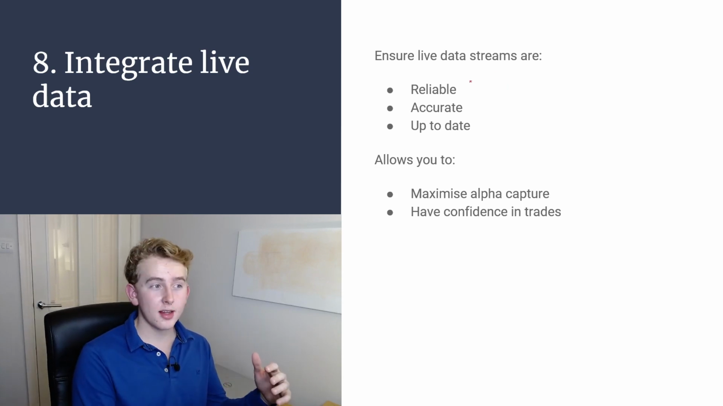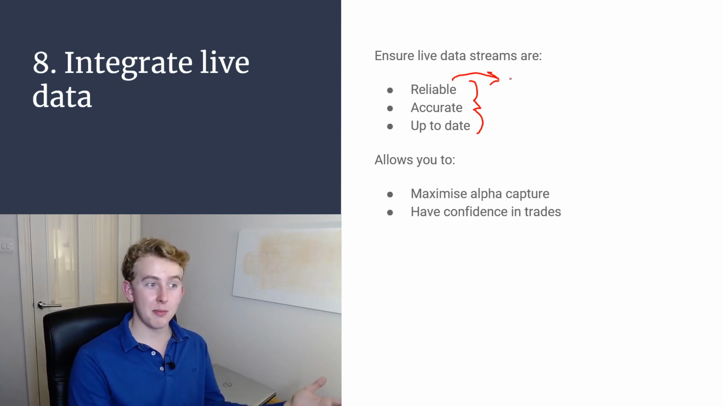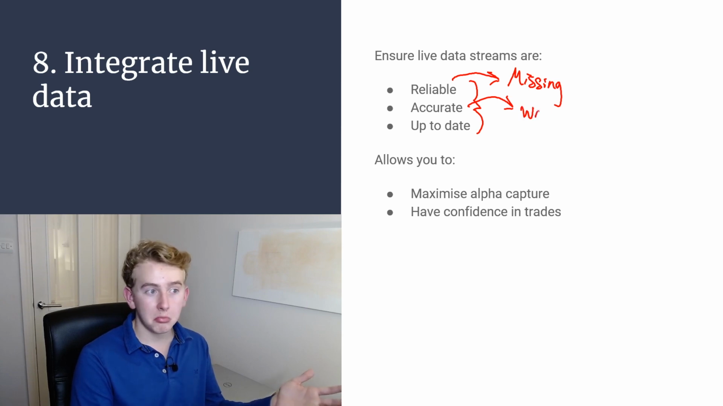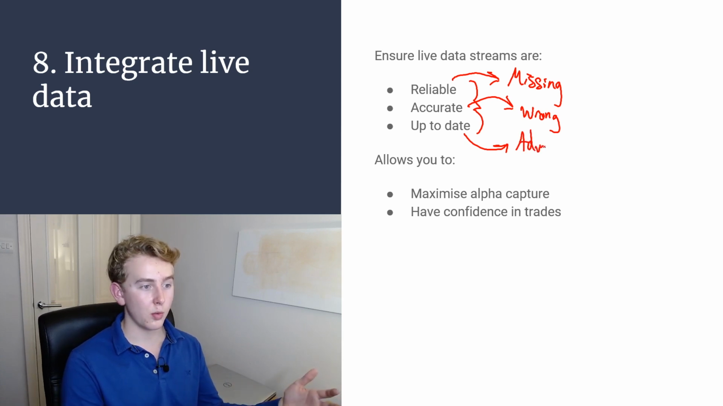So the three things that we need to do here regarding live data is make sure that they're reliable, accurate, and up to date. We don't want to be trading on data which may have missing data in it. And the other thing that we want to avoid is trading on data which is wrong. And we want to make sure that our data is up to date so that we've got the best advantage over everyone else.